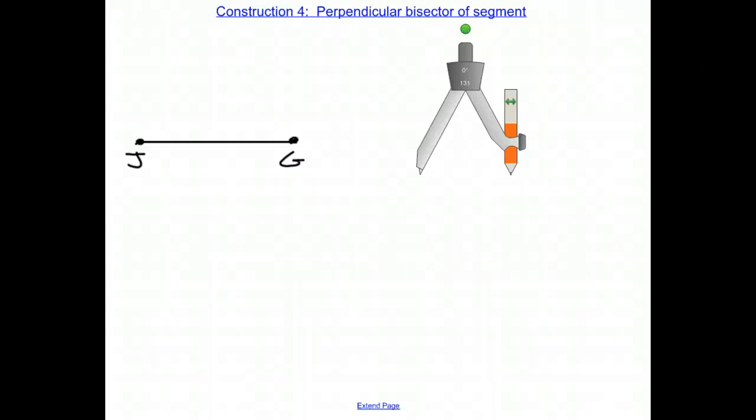Hello again and welcome to part 4 of the section on constructions. Today we are going to be talking about the perpendicular bisector of a segment. You may have noticed that we're switching back to segments here after the previous two constructions involved angles, but as we run through this process you're going to notice a lot of similarities between this, the perpendicular bisector of a segment, and the previous two constructions that we discussed, both angle bisector and copying an angle.